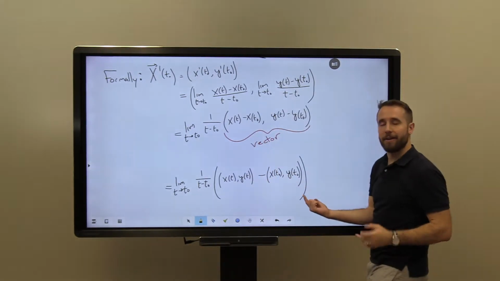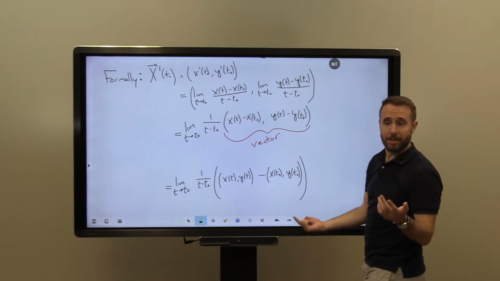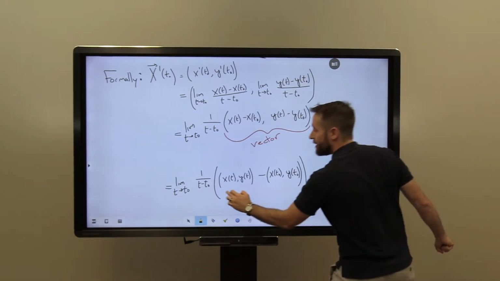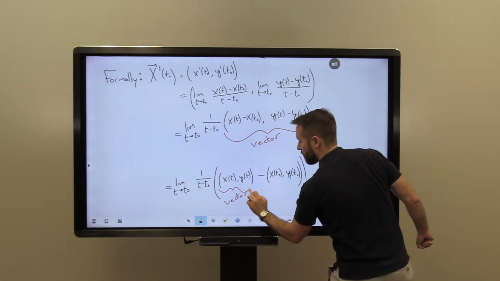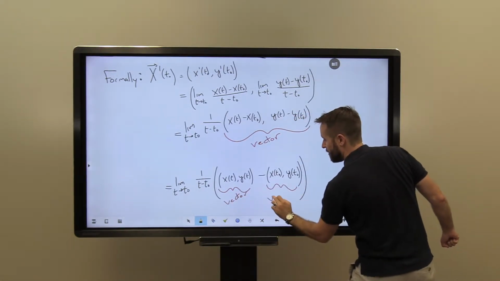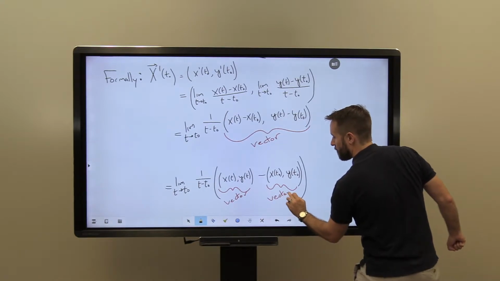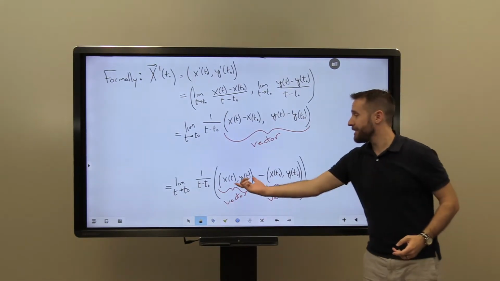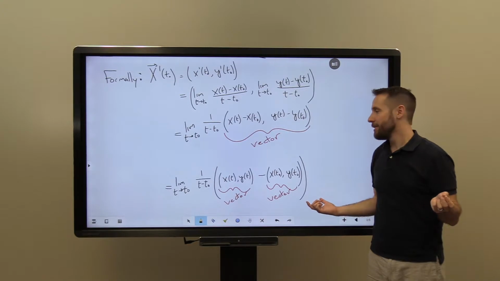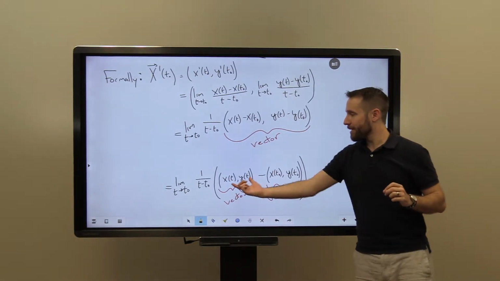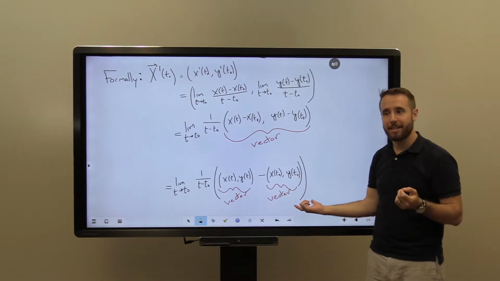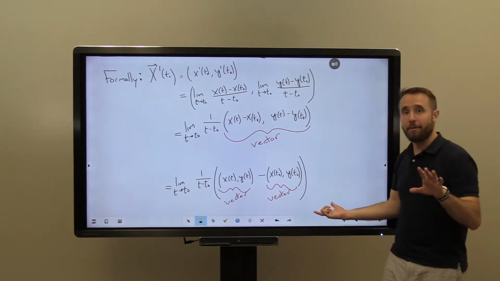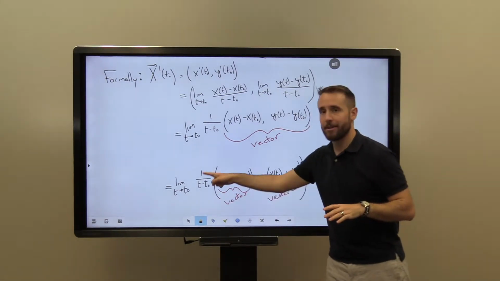Down here, I've broken this up into vector addition, or in this case, vector subtraction. So this is a vector, and this is a vector, right? What I have down here is really a displacement vector showing the displacement between the point x of t, y of t, and x of t naught, y of t naught, and then multiplied out front by this scalar piece right here.